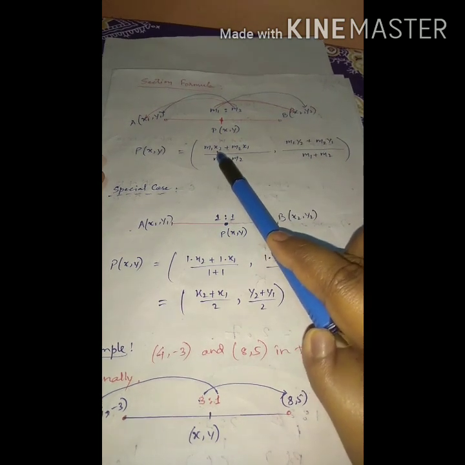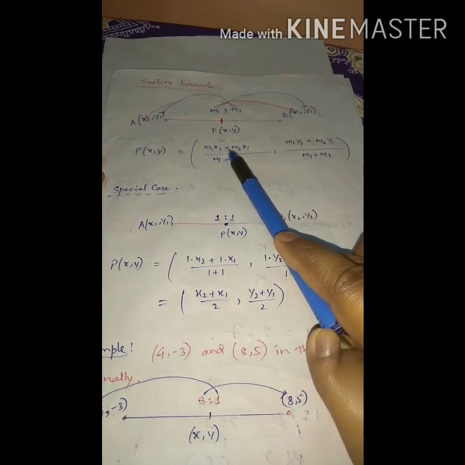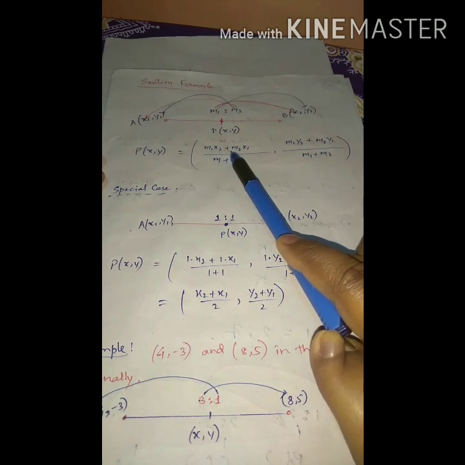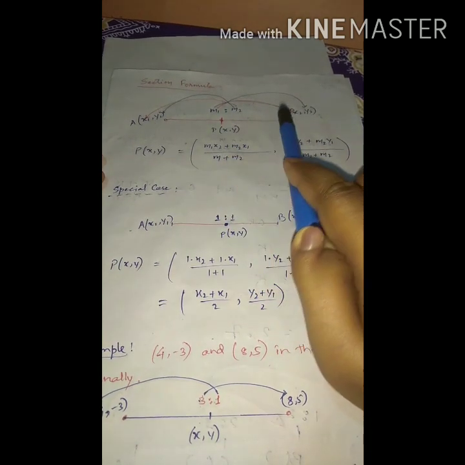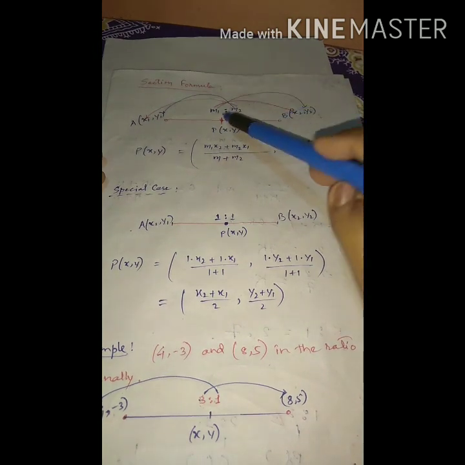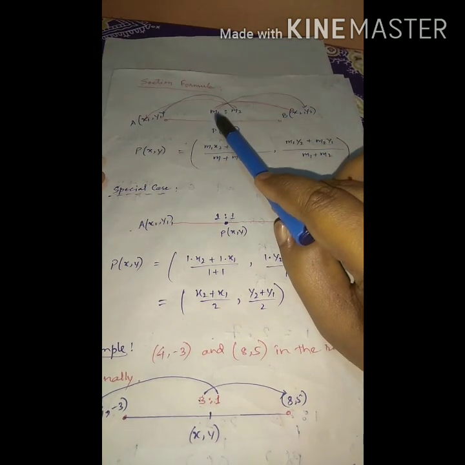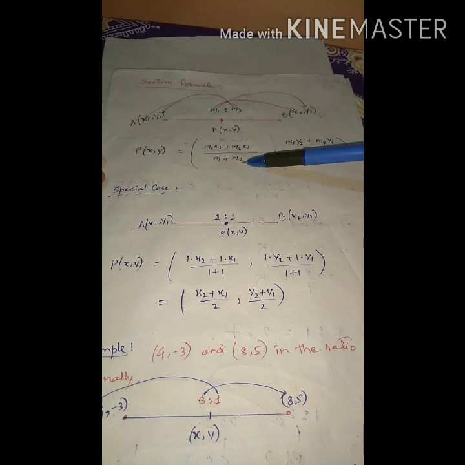You see here m1 into x2 plus, remember, plus m2 into x1. You see these two red marks, and divided by the sum of the ratios. That means m1 plus m2.